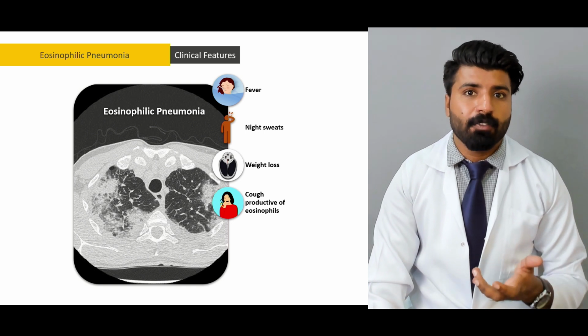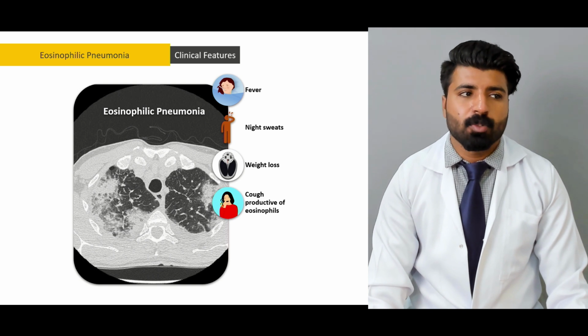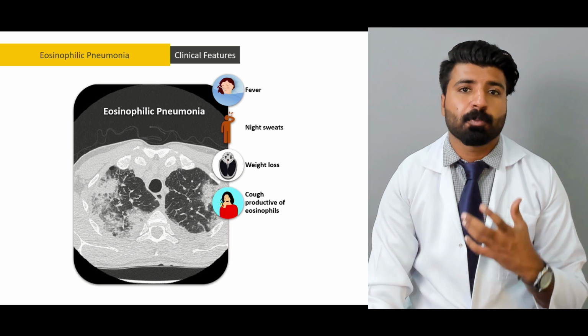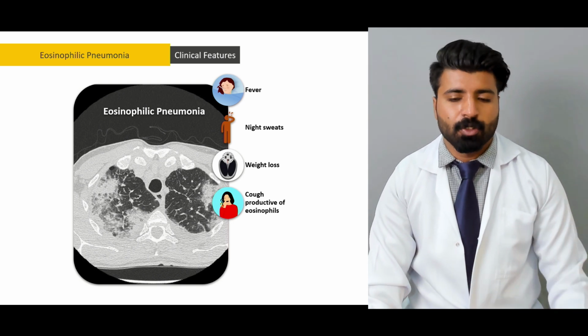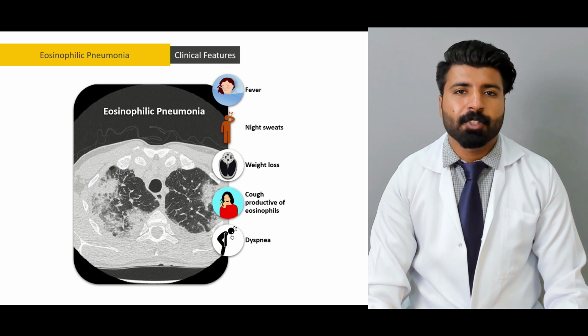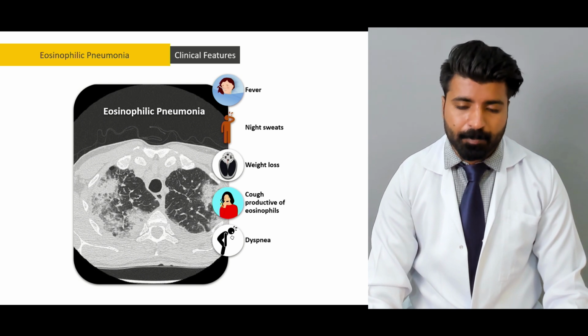Next on, we'll have cough because the alveoli are getting damaged, all the areas are getting damaged. The patient will cough. When the patient coughs, the sputum will be of this color, which we call cough productive of eosinophils. If we go for the culture, we find eosinophils in it. The patient will have dyspnea because the patient is unable to saturate the blood to the maximum of its oxygen content.